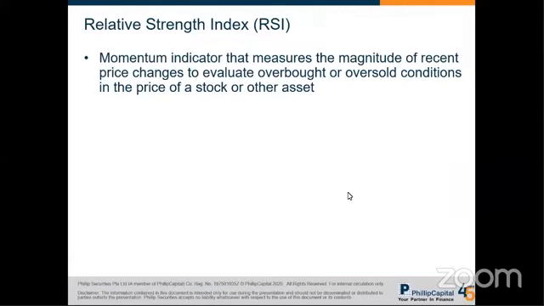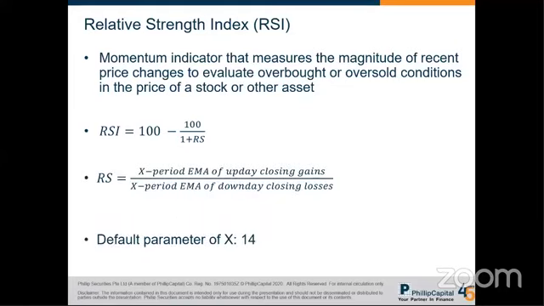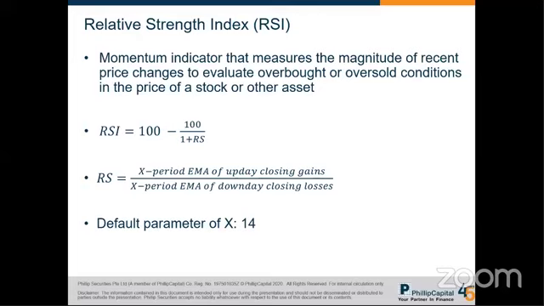So we talk about RSI. It's a momentum indicator that tells you whether the stock is overbought or oversold. So this is how we do the calculation. Luckily, we do not need to do all this calculation. The default parameter is 14.